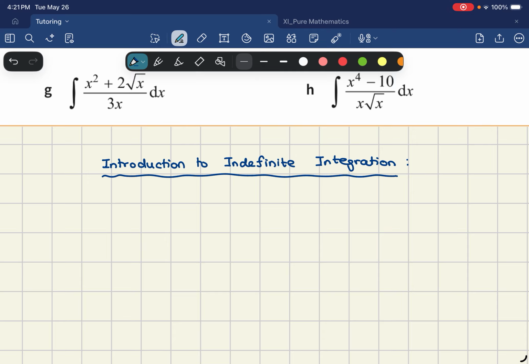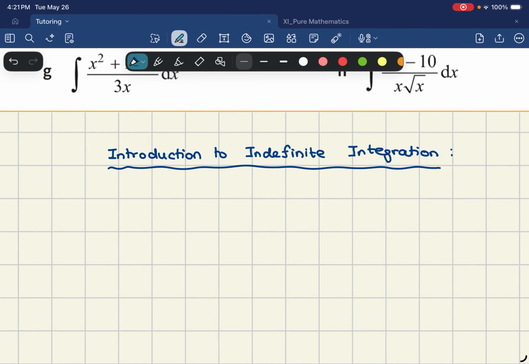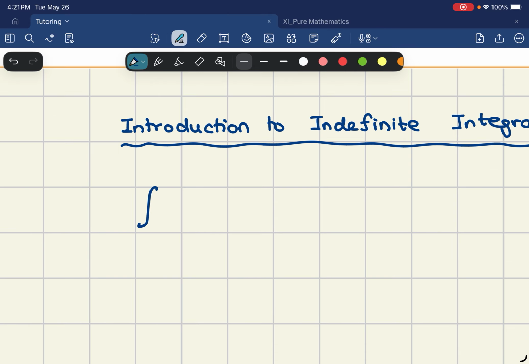So we talked about two big parts of calculus, differentiation. And the next part is going to be integration. And we are going to start with indefinite integrals. When we say indefinite integrals, we mean that there are no bounds. So you just have a function and you solve the integral. This long S-like symbol is the integral symbol.